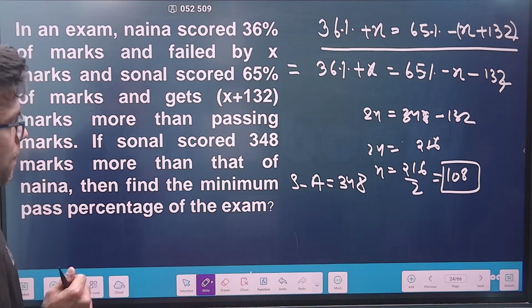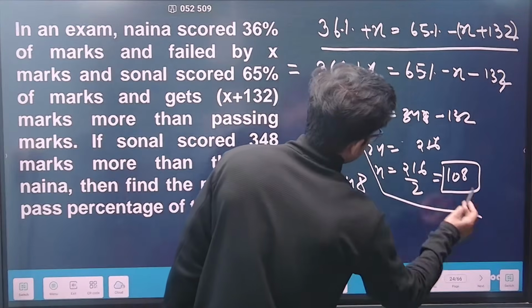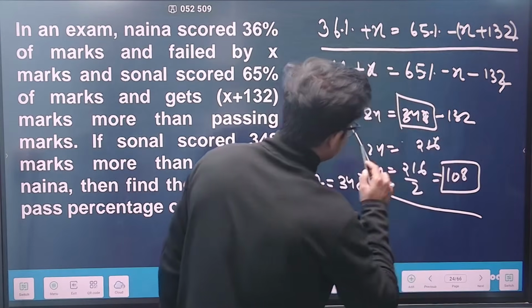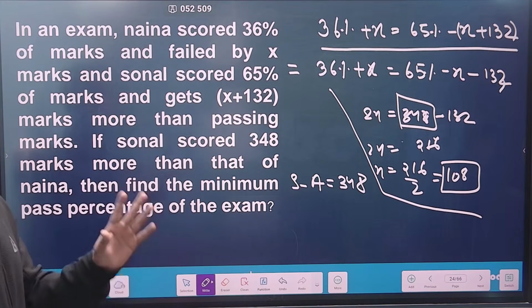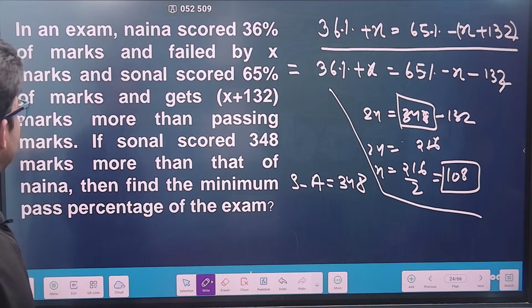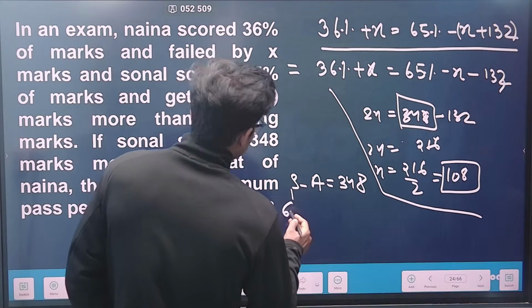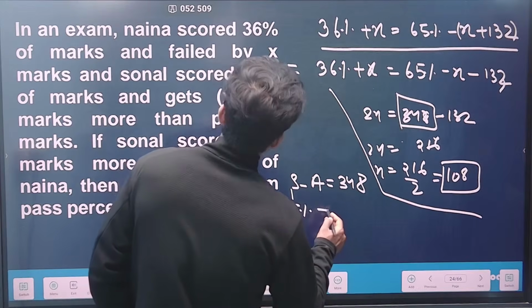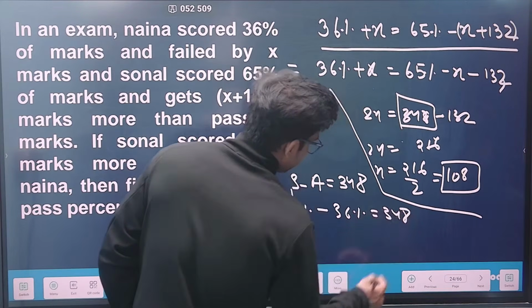Now see, here you can look a little, at one place you could have made it easy. I will explain how this 348 came. You need to understand how 348 came. Just watch it. Can I say that if I talk about the percentage, Sonal's 65% minus 36% is basically 348? Correct?